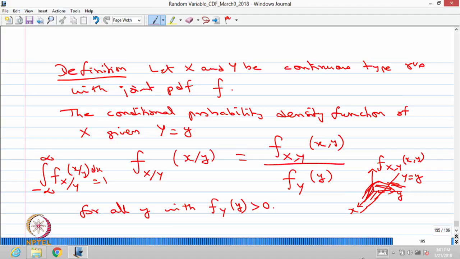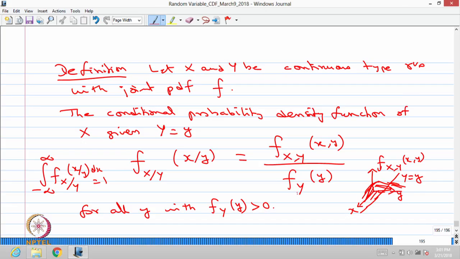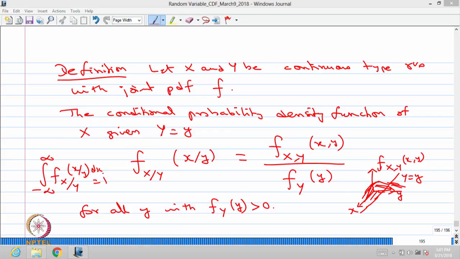The conditional probability density function is nothing but intersecting the surface with the plane y is equal to small y, and multiplying by 1 divided by f suffix y small y, meaning you are either enlarging or diminishing the curve so that the area is going to be 1. That means 1 divided by f y small y is a normalizing constant for the conditional probability density function of x given y is equal to small y. This satisfies both properties: it is always greater than or equal to 0, and the integration over dx is going to be 1, similar to the discrete type.